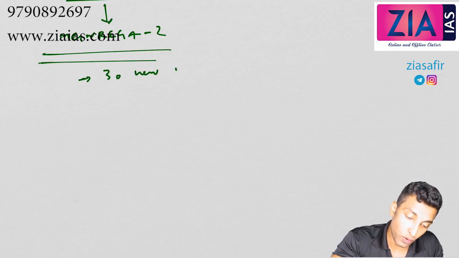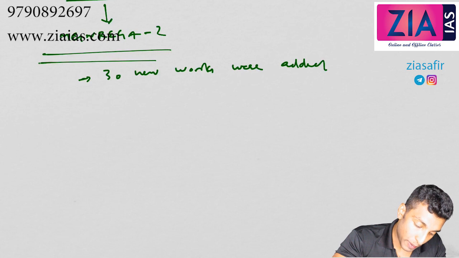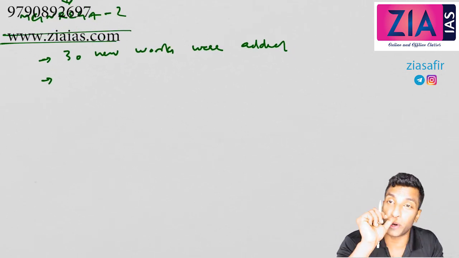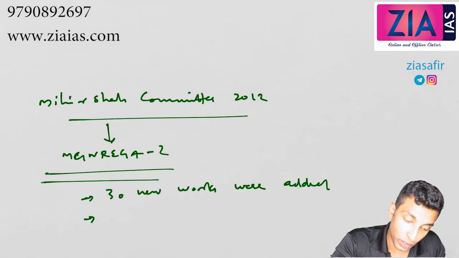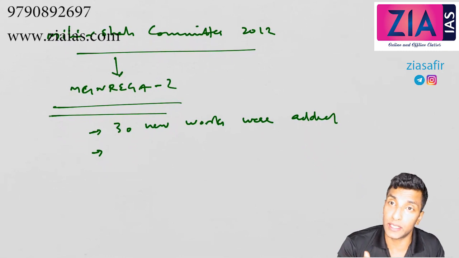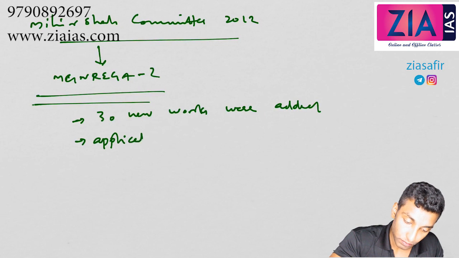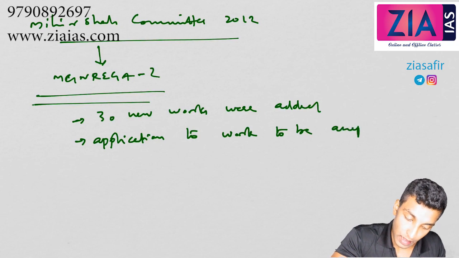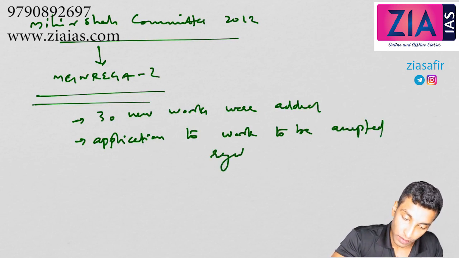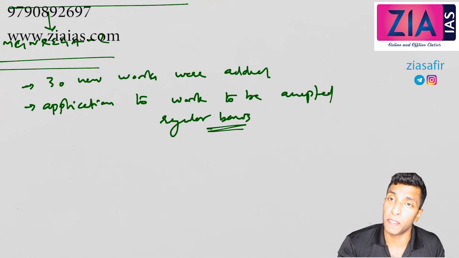Here, first, 30 new works were added. Then application for work to be accepted on a regular basis. I've told you the applications were not accepted, so they have to be accepted on a regular basis, otherwise it is considered as an offense. That means the demand driven nature is actually strengthened. Earlier I told you it got weakened, but now it is strengthened.